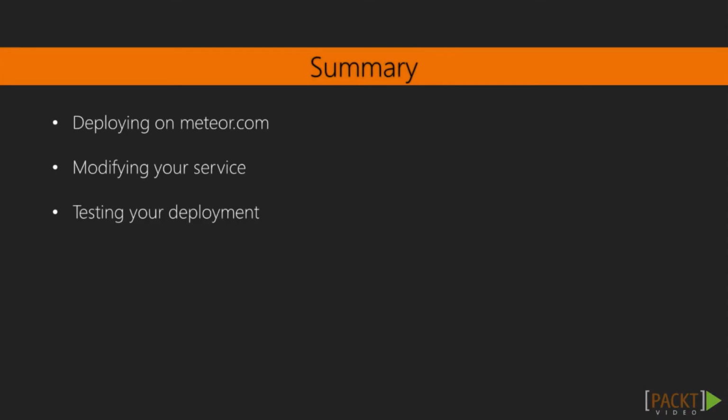Okay, we were able to deploy our application through a simple deploy command in the command line in the terminal. We were able to modify our existing service to point to the new meteor.com link instead of to our localhost. And we were able to test this in production, so to speak, by going to our newly created meteor.com URL.